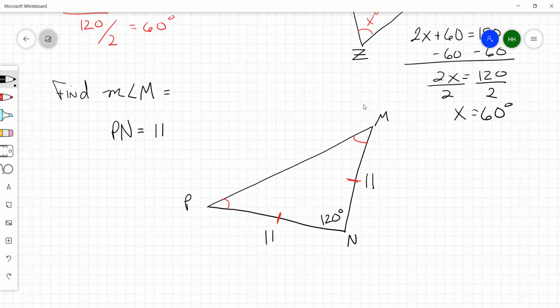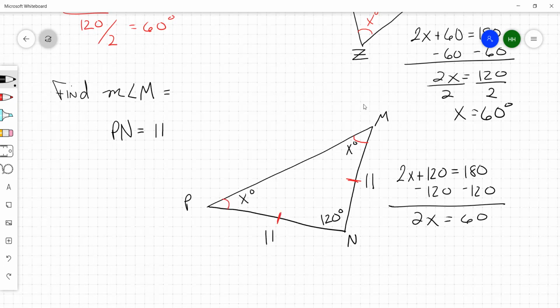Now, if angle P and angle M are equal to each other, those are both the same degree measures. So it's the same as the problem we just did, right? Your 2x plus 120 has to equal 180. So you can subtract 120. Your 2x equals 60. And then you can divide by 2. So each of those base angles would measure 30 degrees. So the measure of angle M is 30 degrees.